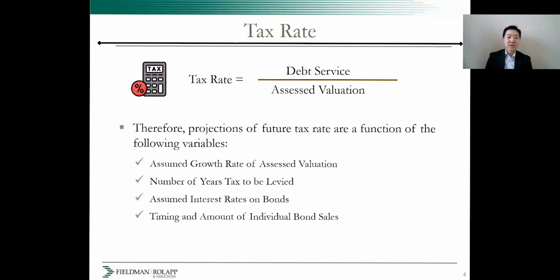Number two is the number of years the tax is levied. Spreading out a bond repayment over 25 or 30 years will require a relatively low annual tax rate compared to a repayment term of 5 to 10 years, which would require a higher tax rate. Number three is the assumed interest rate on the bonds. The rates that a district can lock in on pricing day could very well end up being higher or lower compared to their earlier projections, and this would have a direct impact on the annual debt service requirements each year. And finally, number four, the timing and amount of bond sales a district ultimately decides to go with will also change future tax rates, as assessed value will grow or decline over time.